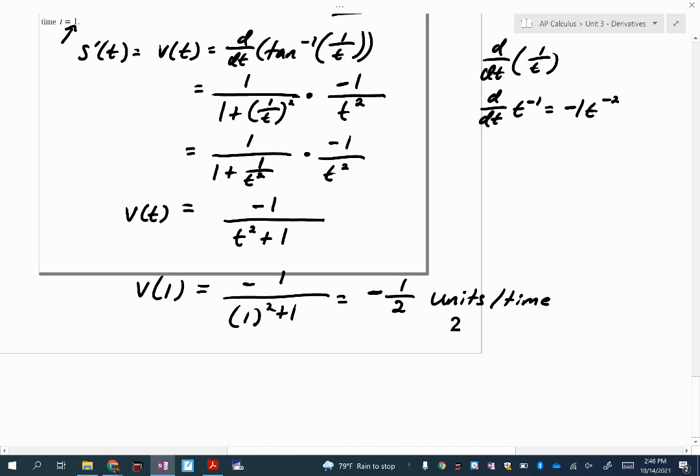There's our velocity. All right, so hopefully you see how we're kind of just continuing to use our differentiation rules, but now throwing in another couple of curveballs with the derivatives of inverse functions as well as the derivatives of the inverse trig functions. Good luck.